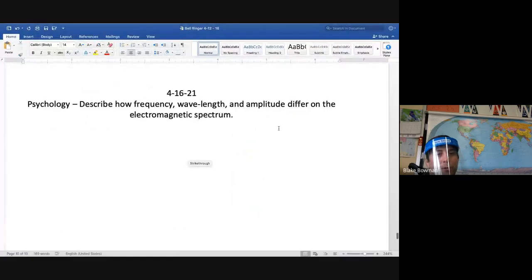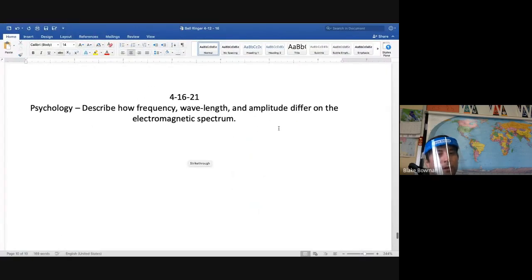So describe how frequency, wavelength, and amplitude differ on the electromagnetic spectrum. We went over this yesterday with vision. We'll talk a little bit about wavelength, frequency, and amplitude with sound as well, but we talked about that electromagnetic spectrum and different wavelengths, different types of light, I guess you could say, that are located on that spectrum. On the far left, we have gamma and cosmic rays, which are very radioactive. Far right, we have radio waves, longer wavelengths, right? Right in the middle, we have what we see and perceive, light.